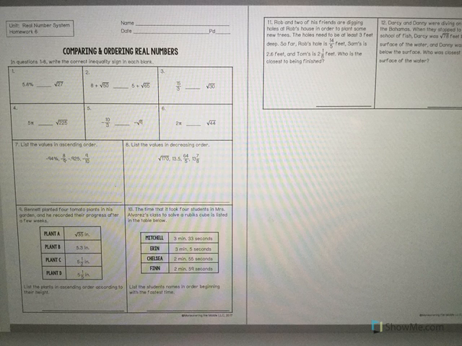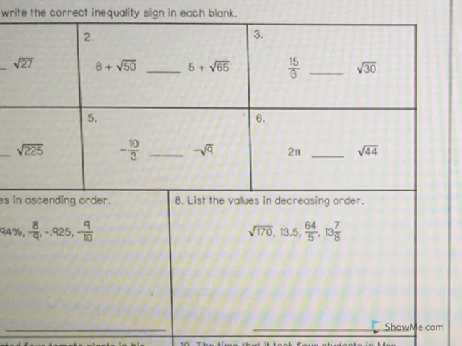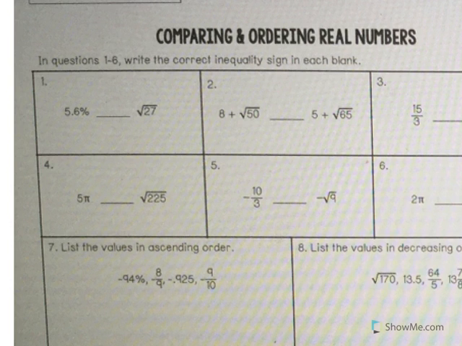So let's take a look at the homework. I'm going to make this a little bigger for you. We're going to compare 5.6% and the square root of 27. I'm going to use my calculator to figure out what the square root of 27 is, to get it into a number so I know what that is. The square root of 27 is about 5.196. I know it's greater than 5 because the square root of 25 is 5.